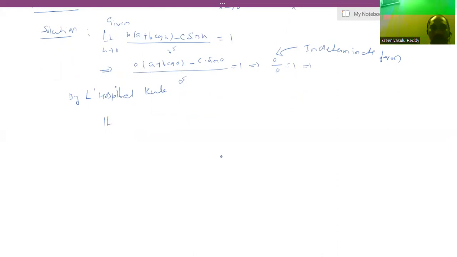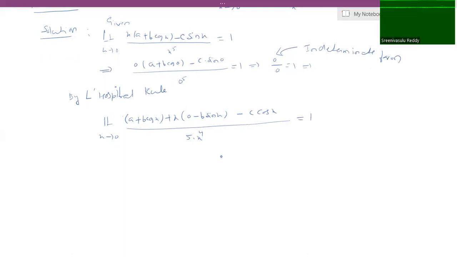the limit value equal to the given limit value. This limit equals its derivative limit. So its derivative value becomes, x prime by UV rule in the first term: derivative of first function into second function plus second function into derivative of first function, 0 minus b sin x. The derivative of the second term is c times of cos x. Numerator over denominator 5 into x power 4 equal to 1.